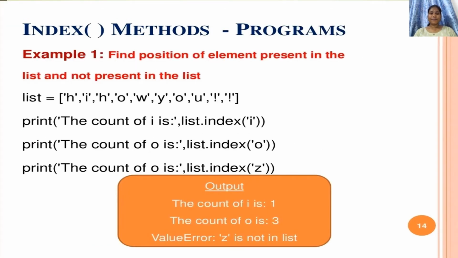Index method examples. Here I took a list containing H, I, H, O, W, Y, O, U and two exclamation marks, and I print the index of I, that is list.index of I, and print the index of O, and the index of Z, list.index of Z, and the outputs would be the following. The index of I is 1 and the index of O is 3 and the value Z is not in the list.